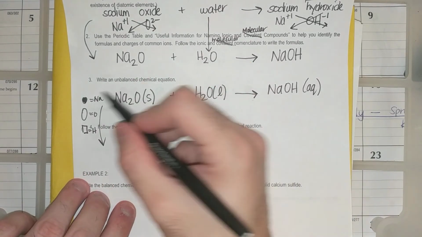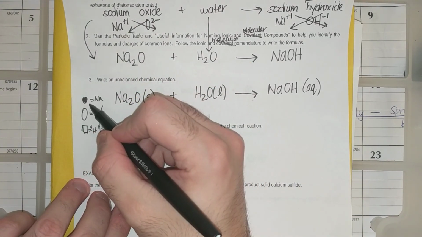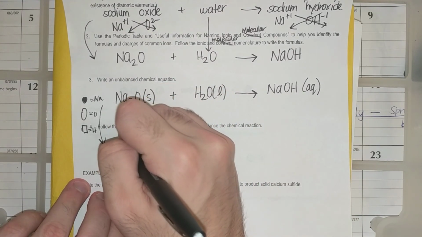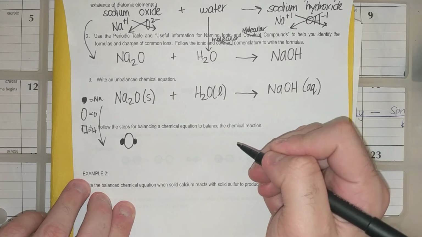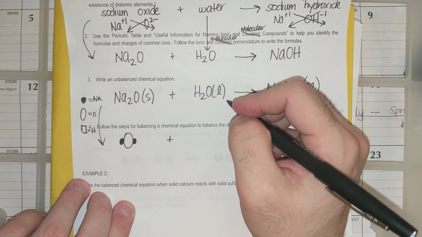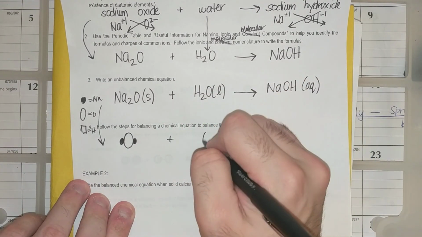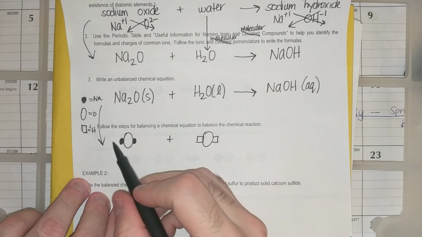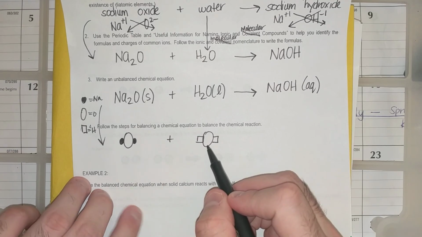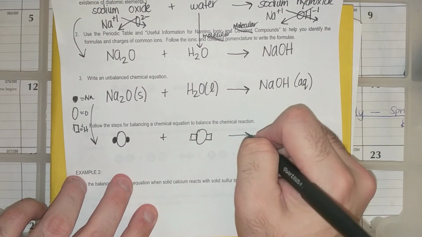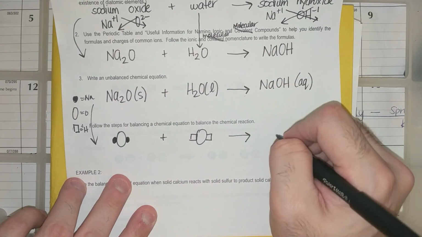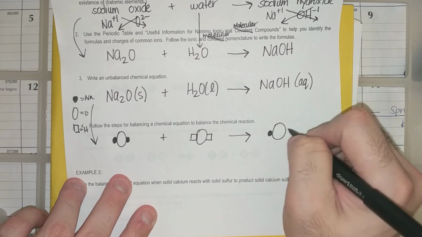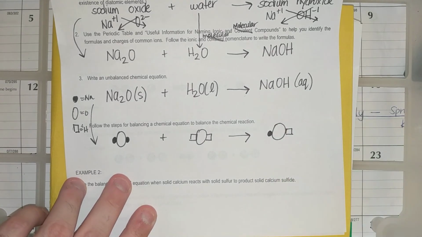So Na2O has two of these shaded circles and one of these unshaded circles. Kind of looks like water. Here's Na2O. Then water, I'm going to have a big circle but with two squares. So Na2O and H2O, and I get sodium hydroxide. So I'm going to need Na, which is shaded, O, which is a big circle, and then a square.